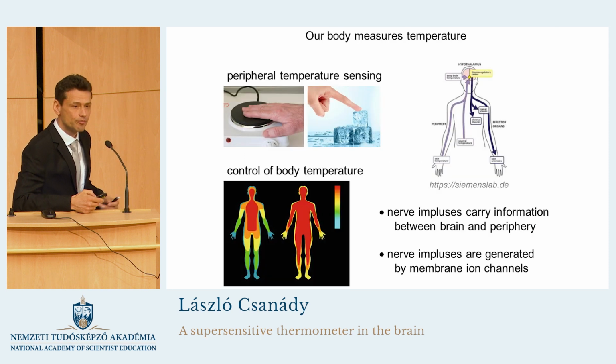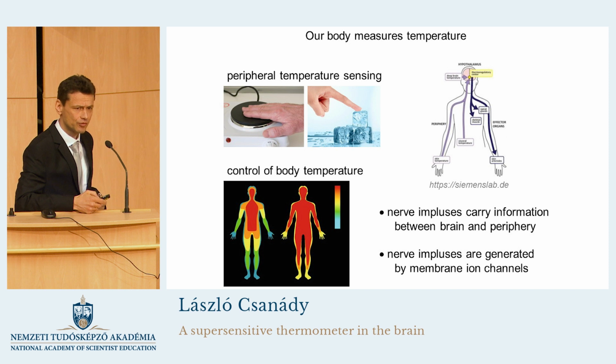Now, we all have personal experience that our bodies can measure temperature, and one evidence for that is that if we touch something, we can immediately tell whether it is hot or cold. This is called peripheral temperature sensing. But another piece of evidence is that we are able to maintain our body temperature at a constant 37 degrees.